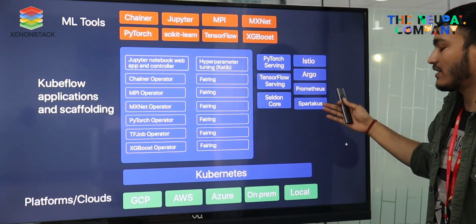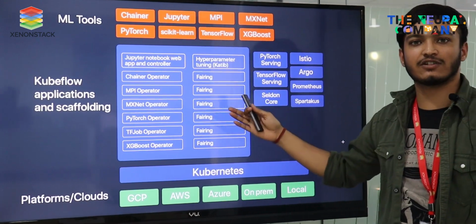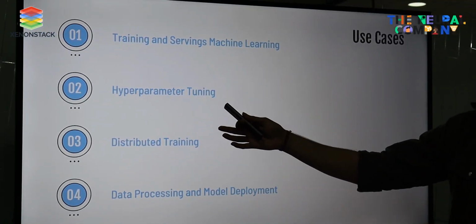After completing the implementation part, we can see that there are lots of tools like Istio, RBAC, Prometheus, and Spartakus. So what are those? Those are all the components of Kubeflow that are running on the Kubernetes cluster. So this is our use case for our tool Kubeflow.